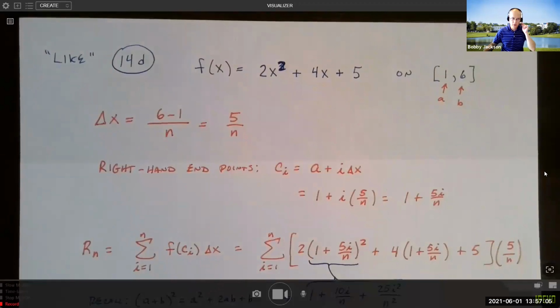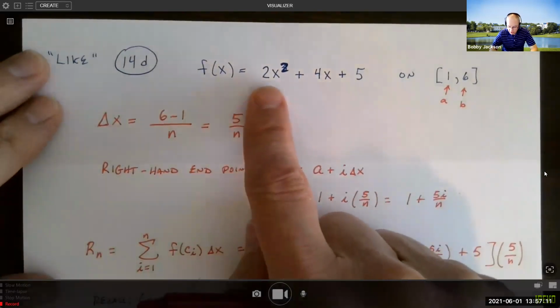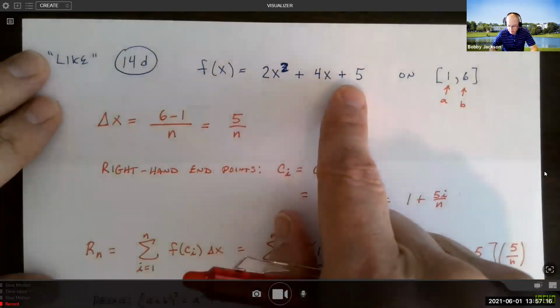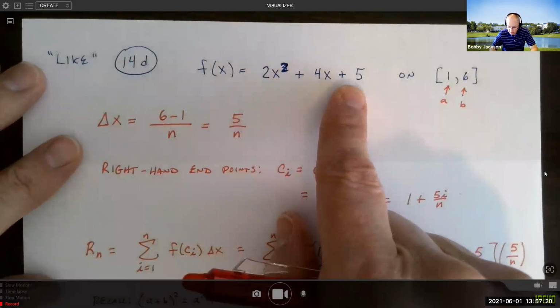All right, so let's do one like 14D. This function is very similar to the one in 14D. It's the function 2x squared plus 4x plus 5. And we're looking to find the value of r sub n, the right-hand sum with n equally spaced subintervals.